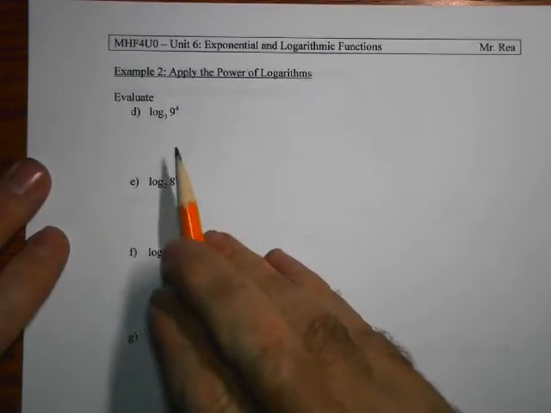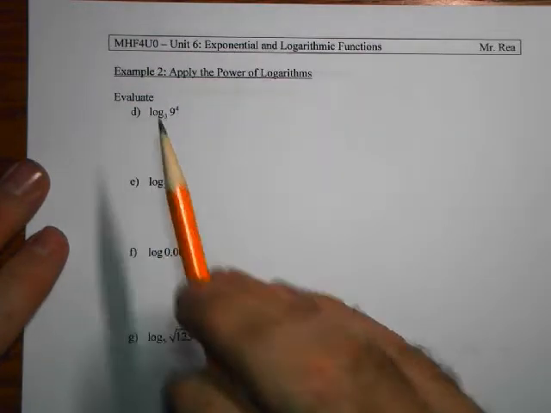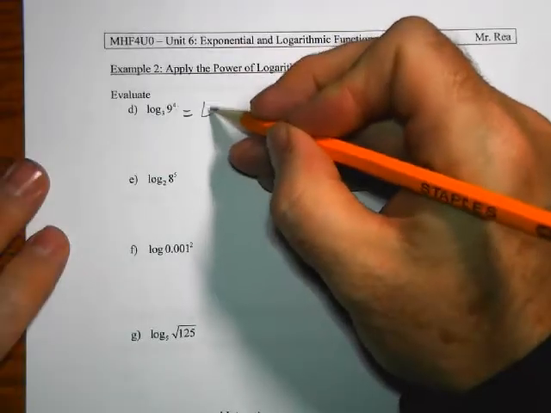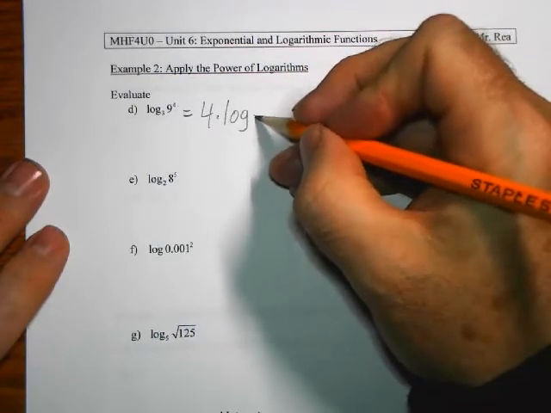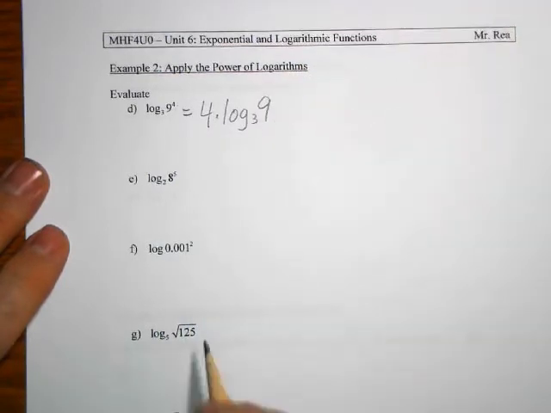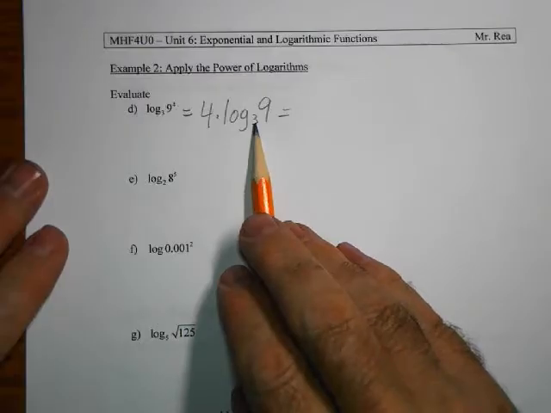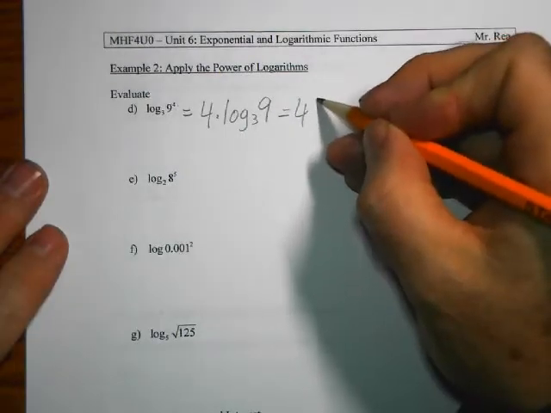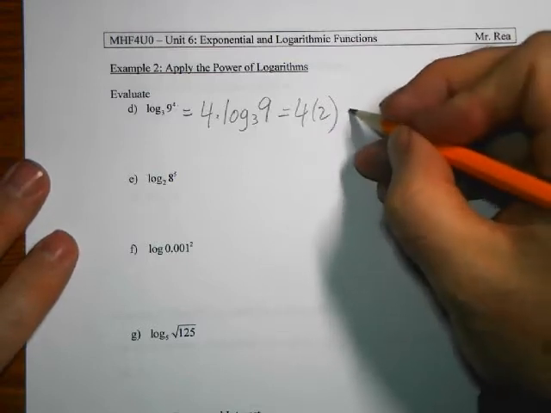Okay, so you can see right away we've got a log that's been raised to a power here. So I can use my power law for logarithms. So I'm going to put that 4 out front of the log. So log base 3 of 9. So what exponent do we apply to base 3 to get 9? Well, that's easy. That's 2. So it's 4 times 2, which is 8.